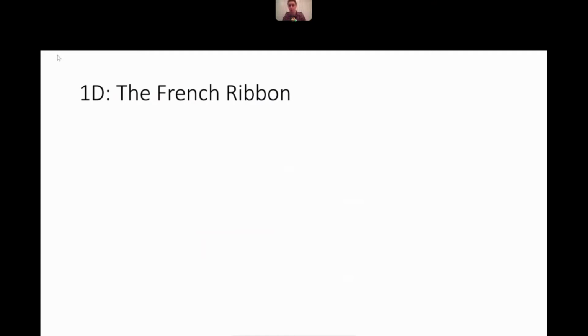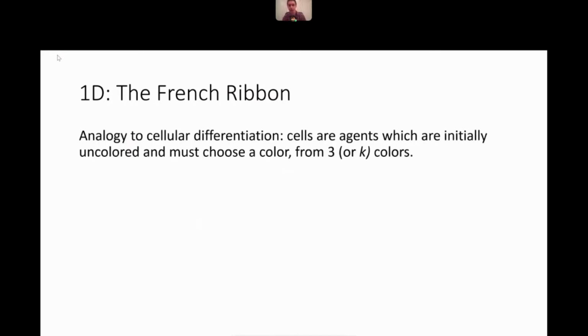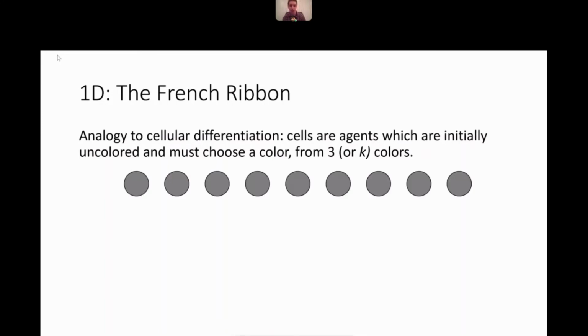So, first we want to simplify the problem a little bit even further. So we looked at the 1D case, the French ribbon problem. So here we're going to represent cells as computational agents that are initially uncolored, and they have to choose a color from 3 or k colors. 3 would be the French flag, and for k it might be some other pattern.